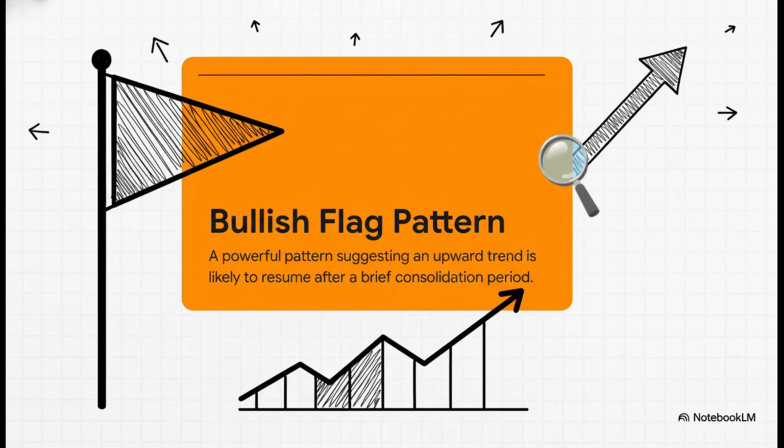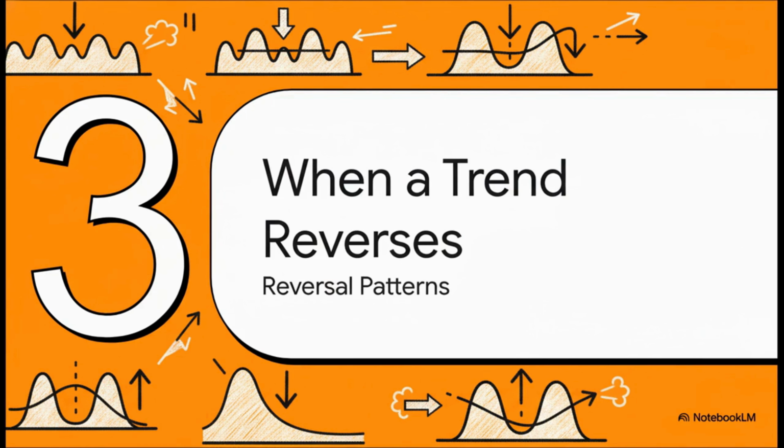It's a classic continuation signal. You've got the pole, you've got the flag, and you've got the breakout. It's a beautiful visual story of a trend that paused, gathered its strength, and now looks ready to keep on running. But no trend can go on forever. They all run out of steam eventually. So now, let's look for the patterns that signal a major plot twist is coming, a complete change in direction.